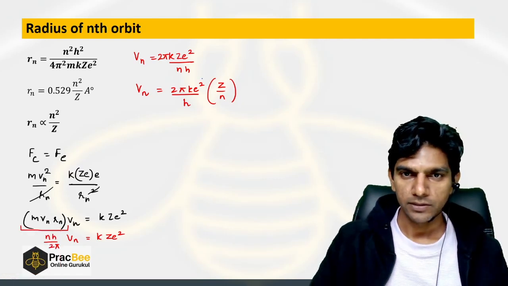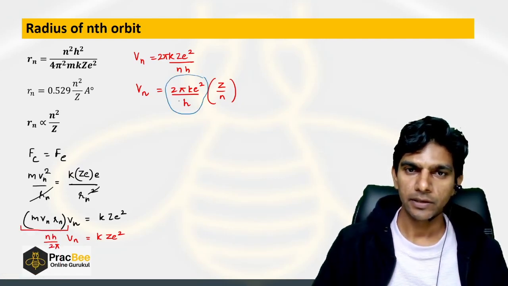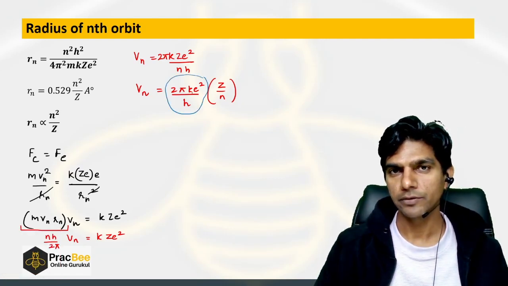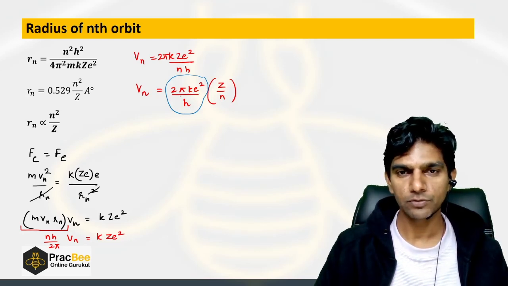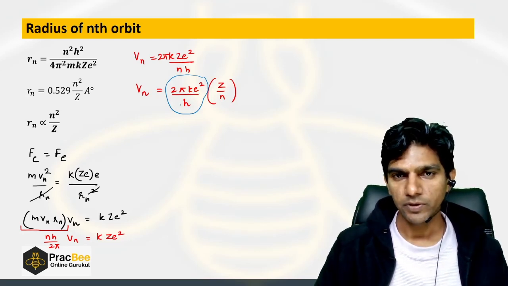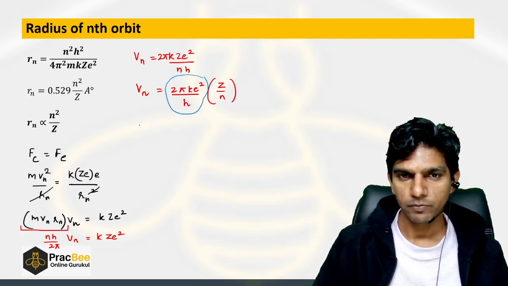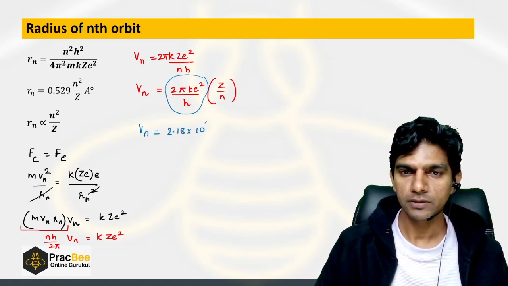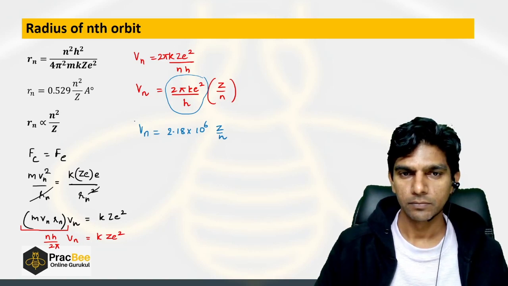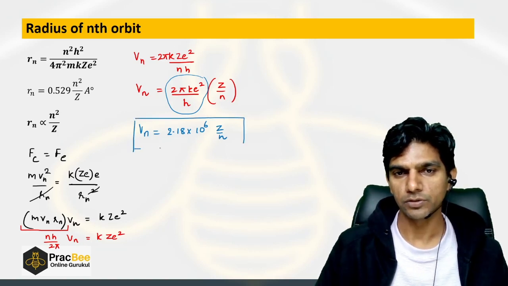If you look at this vector, it has all known quantities, right? So K is 9 into 10 raised to power 9, E is the charge on the electron, H is the Planck's constant. If we plug in the values, we will get Vn equals 2.18 into 10 raised to power 6 Z by n. So you should remember this equation. There are straightforward questions from this formula.